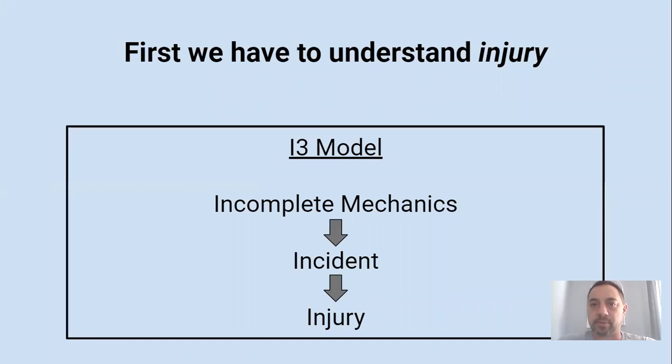So it turns out there is a model that describes injury. It's called the I3 model. So the first I is incomplete mechanics. The second is incident. The third is an injury. And this is a cascade of events. One can lead to the next.